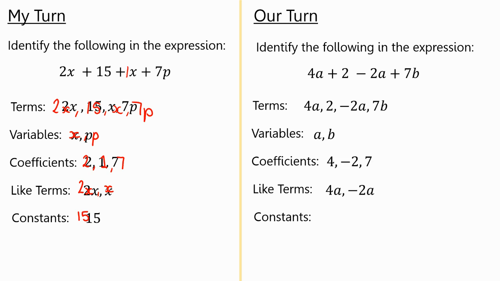And here are your answers. Your terms are each one of those separately, 4a, 2, minus 2a and 7b. Your variables are a and b. Your coefficients, they're your numbers in front of the variable, is 4, minus 2 and 7. Remember, it's really important that we put the minus in front of the 2. Our like terms are 4a and minus 2a, and our constant, numbers on their own, is just 2.